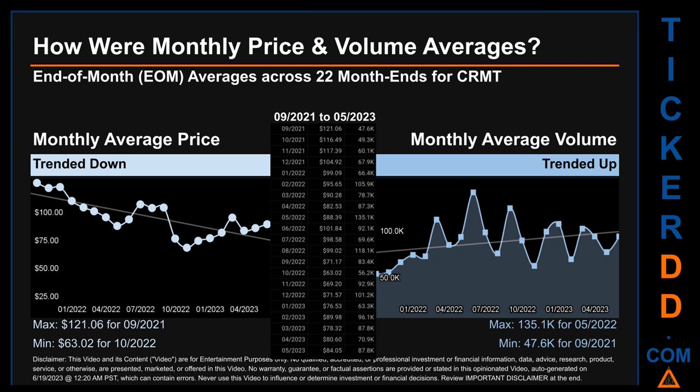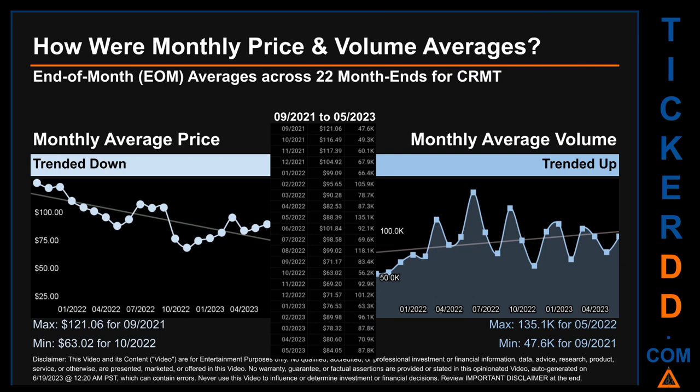How were price and volume averages for CRMT? Across 448 trading days, there were a total of 22 month ends, of which monthly averages for daily price and volume were calculated. Overall, monthly price average trended down while monthly volume average trended up.